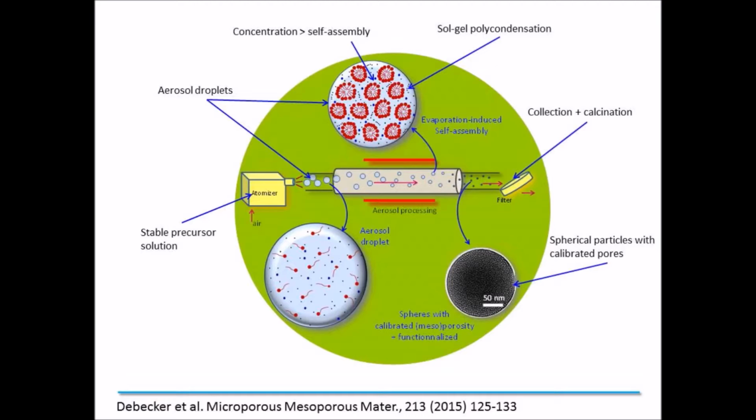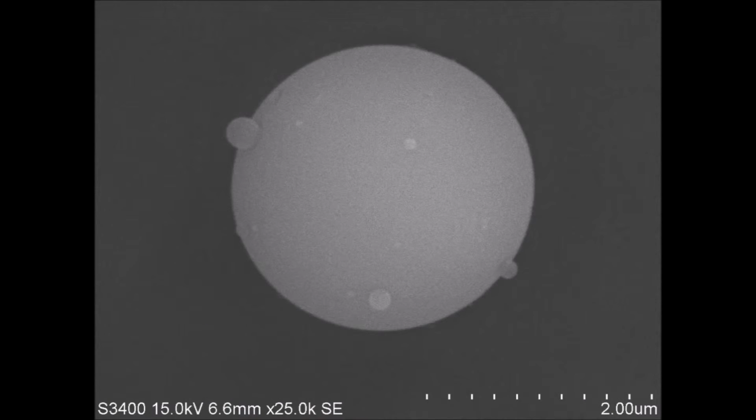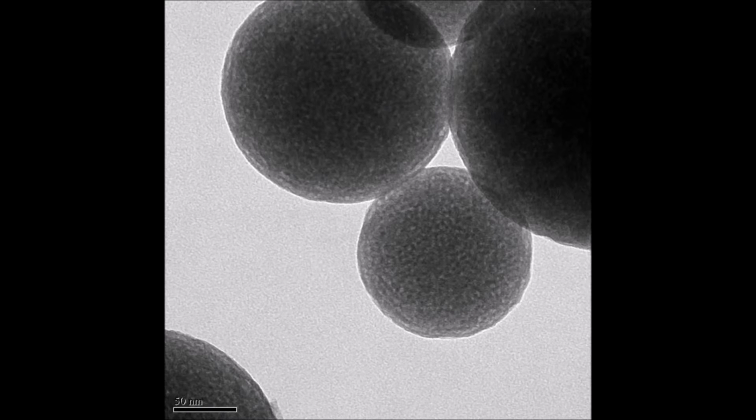In the end, we collect dry particles on an absolute filter. We just have to calcine them to remove the surfactant and get these nice spherical particles with calibrated porosity. The pores will depend on the size of the surfactant that we choose in the beginning. You see here these nice spherical particles in scanning electron microscopy, and if you go to transmission electron microscopy, you can detect the porosity here. Namely, the size of these pores will depend on the surfactant that you choose in the beginning.